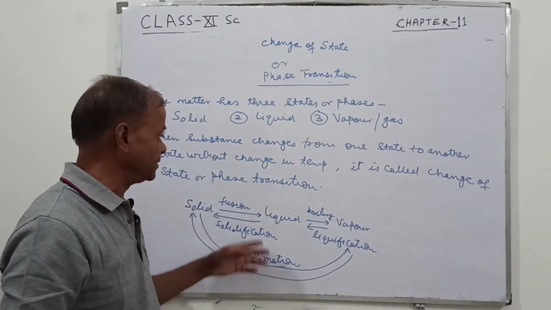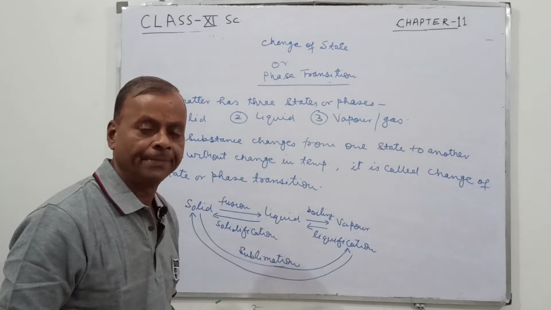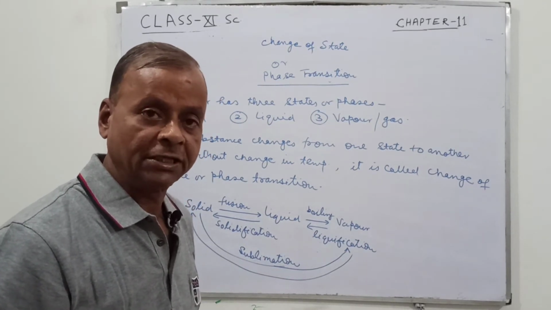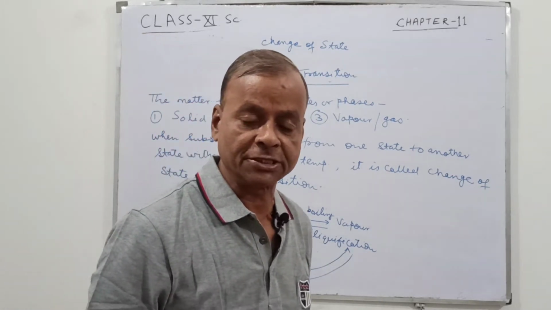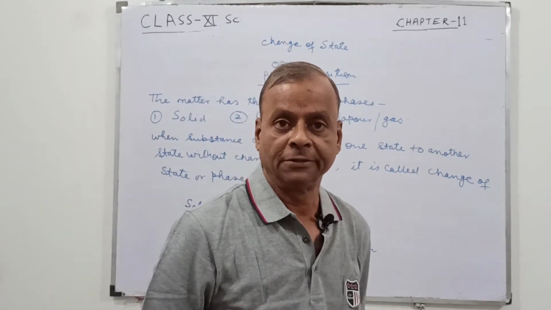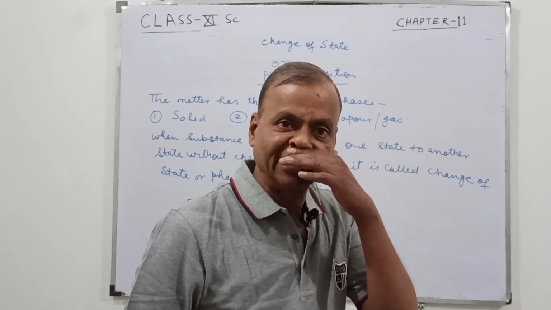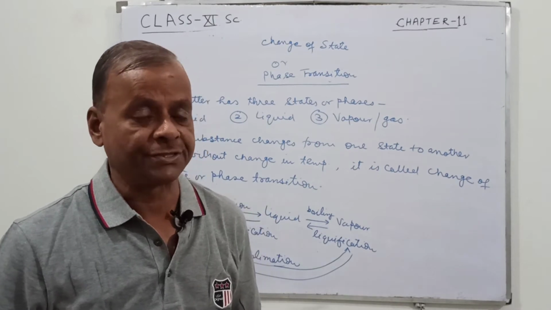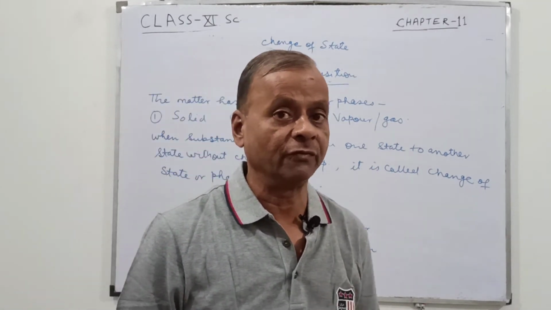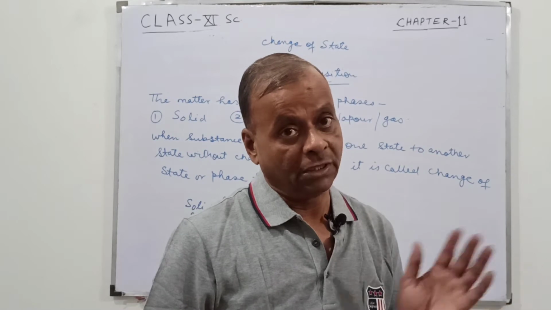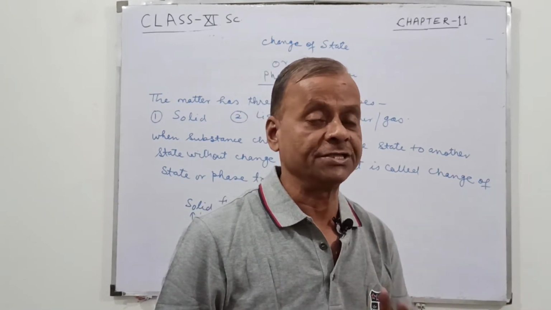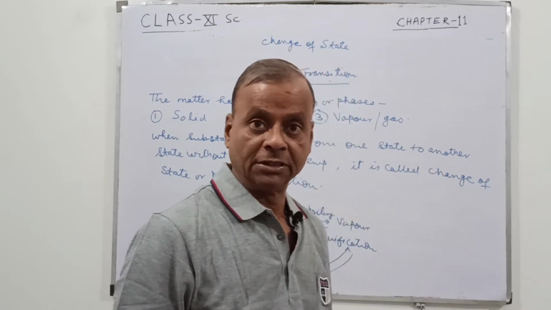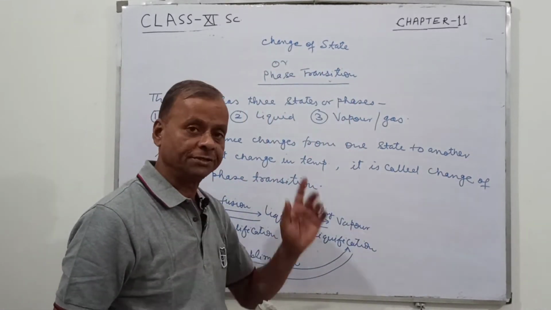During the phase transition, there is no change in temperature. Even the heat is required continuously till the whole of the substance changes into the other state. Suppose, for example, you have 1 kilogram of ice and you want to convert it into water. Until the whole of the 1 kg ice is converted into the water, the temperature will remain constant.